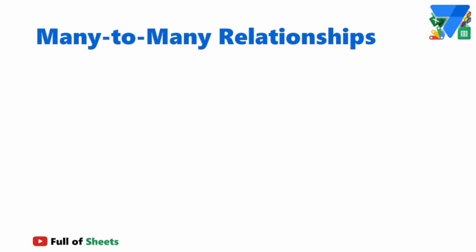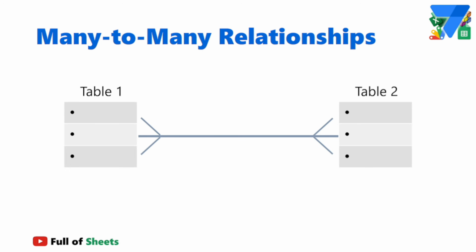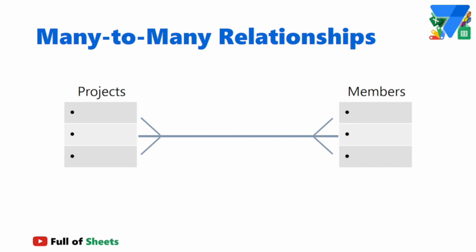Let's dive in. A many-to-many relationship simply means that Table 1 can have one or more records from Table 2, and Table 2 can have one or more records from Table 1. So it's just vice versa. And the simplest way to demonstrate this is to use the actual example given by Magnus Goran's son. So here we have a list of projects, and each project has multiple members, and a member can have one or more projects.